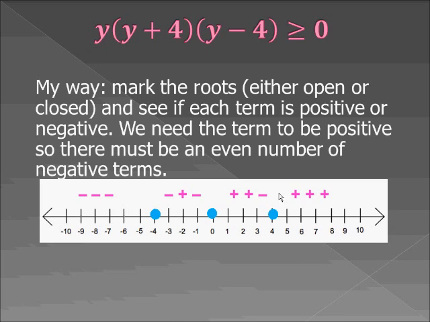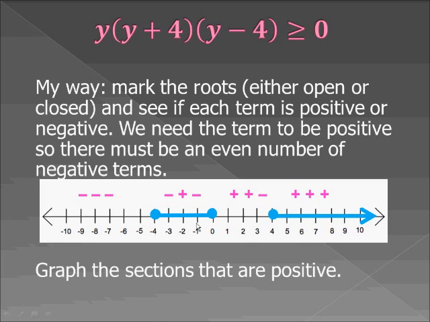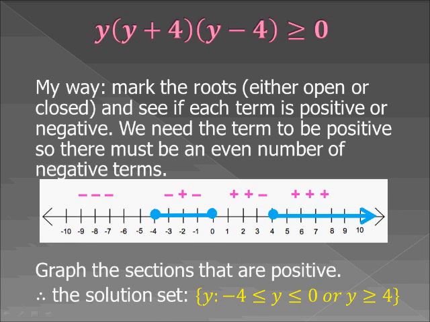Now you want the areas where there is an even number of negatives. So that's between -4 and 0 and greater than or equal to 4. And you're going to graph those sections that are positive. All right? So the solution set here, y such that -4 is less than or equal to y is less than or equal to 0, or y is greater than or equal to 4.